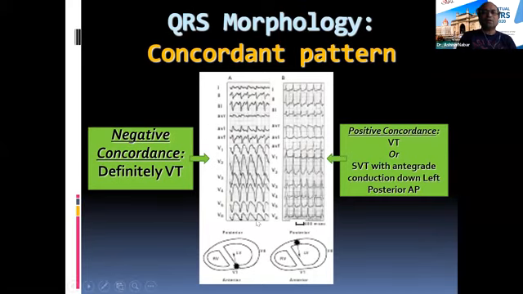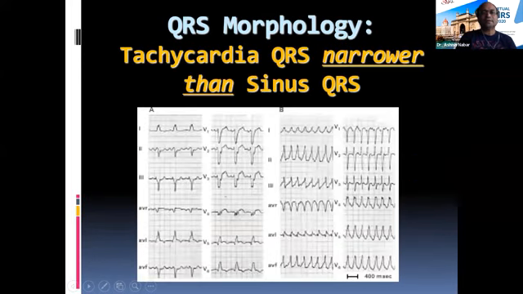I think I already showed you some examples of concordance. If you have a negative concordance in the precordial leads, you know almost from your undergraduate days that you must call it a VT. A positive concordant pattern helps you, but not always, because there are certain supraventricular tachycardia differential diagnoses in relation to a left posterior accessory pathway. But a negative concordant pattern would always be helpful, and it would tell you that it's a VT.